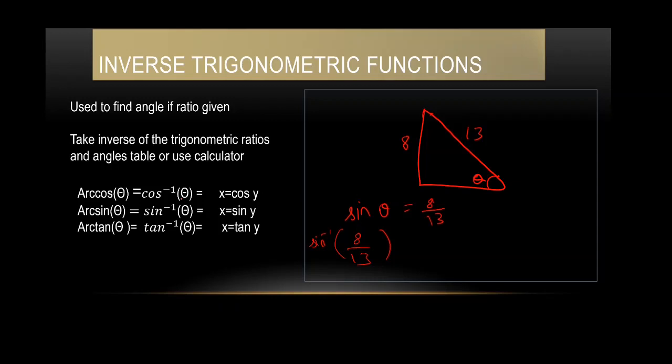So cos inverse: x is equal to cos of y. Sine inverse: x is equal to sine of y. Tan inverse: x is equal to tan of y. So this is how we use inverse trigonometric functions.